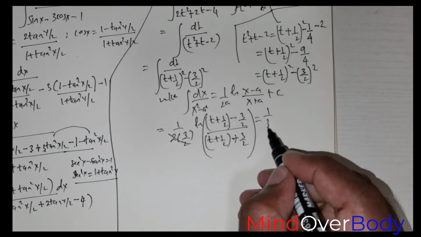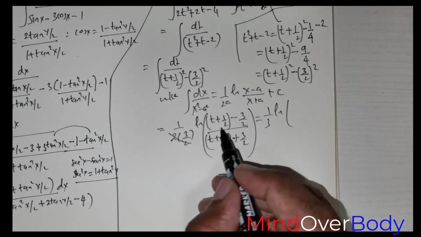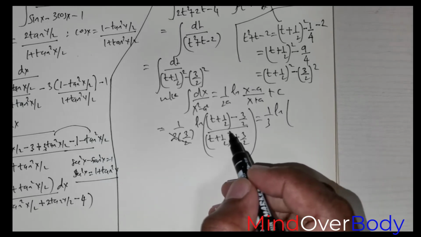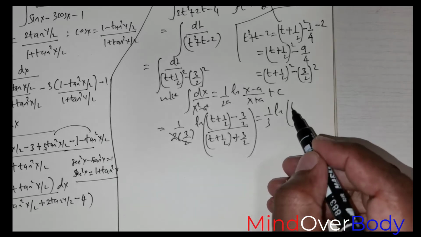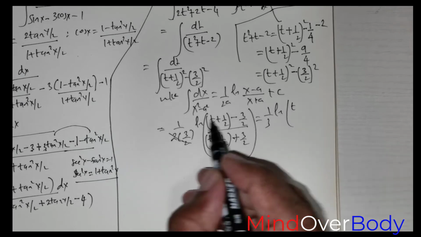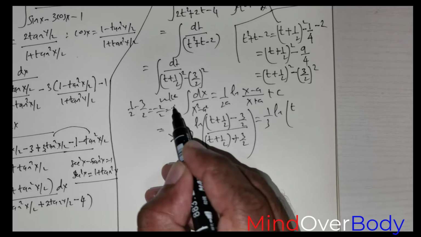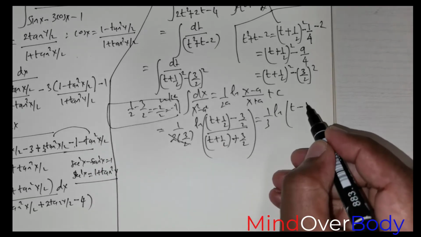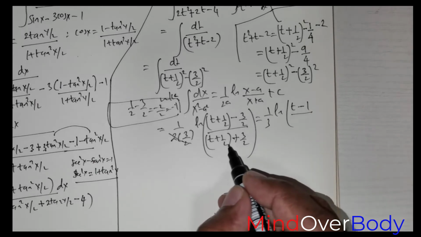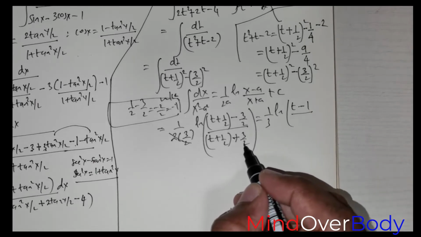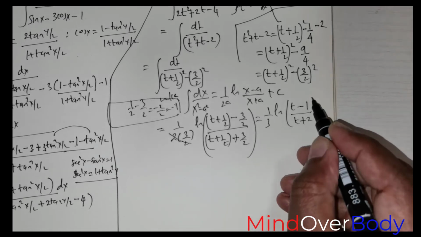Let me simplify this. So this is 1 over 3 ln of, if I take the LCM, this is going to give me 1 over 2. So I got a t here and I got a 1 over 2 and a negative 3 over 2. That's going to be negative 2, which is negative 1. So this is negative 1, divided by, and I got 1 over 2 and 3 over 2, that's 2. So it's going to be t plus 2.